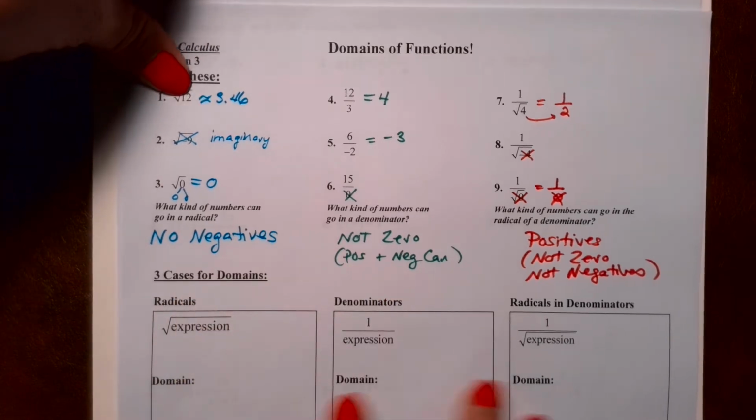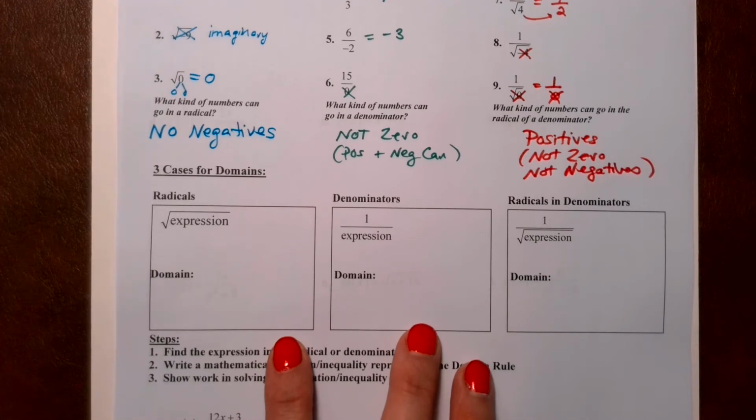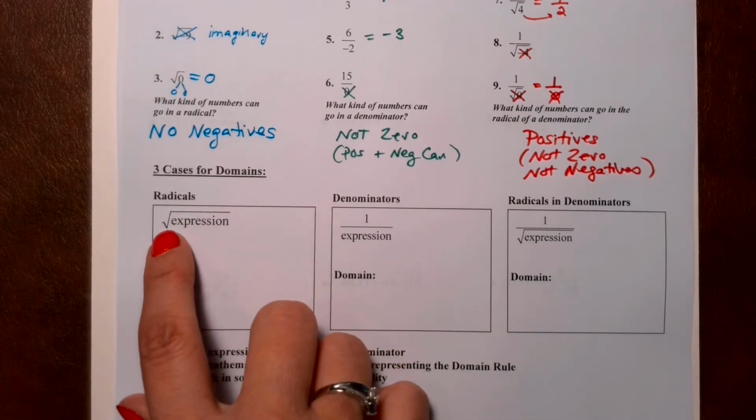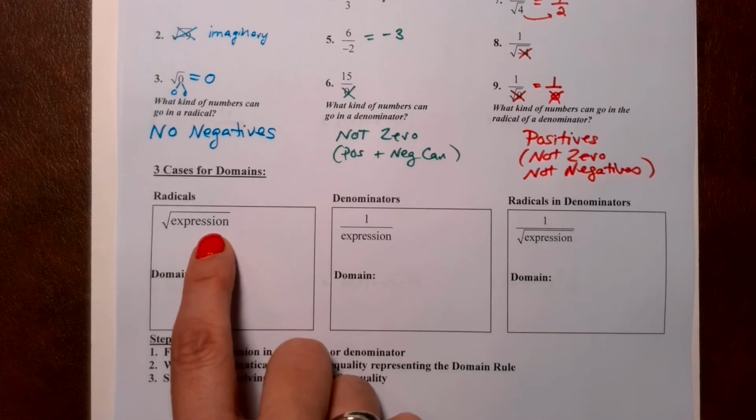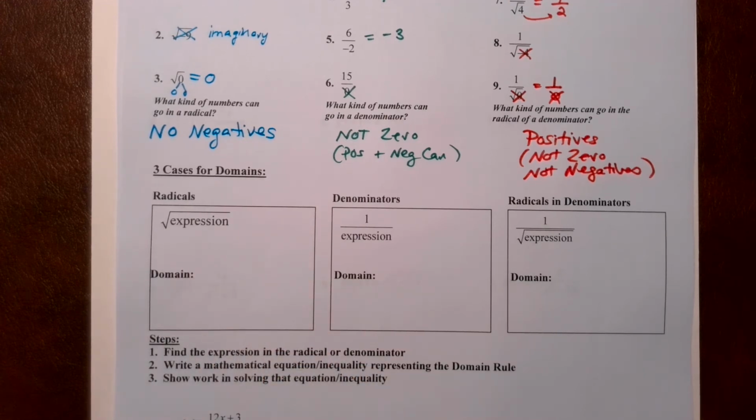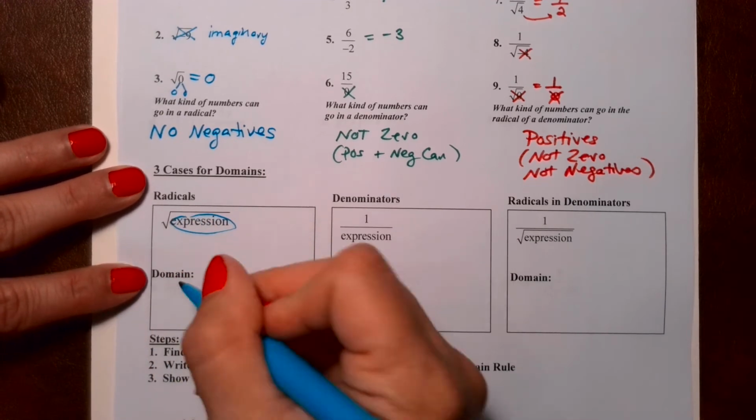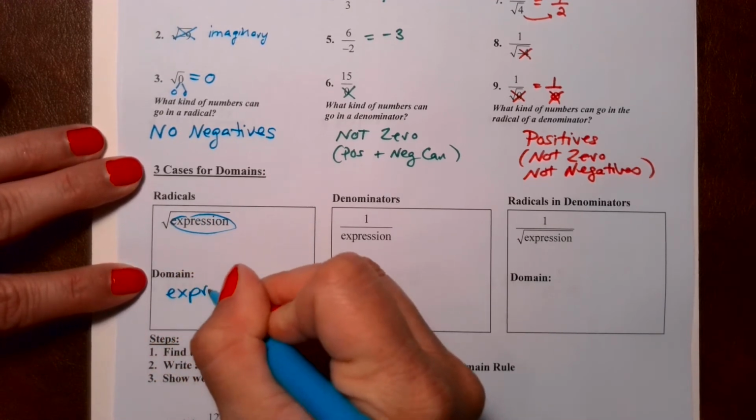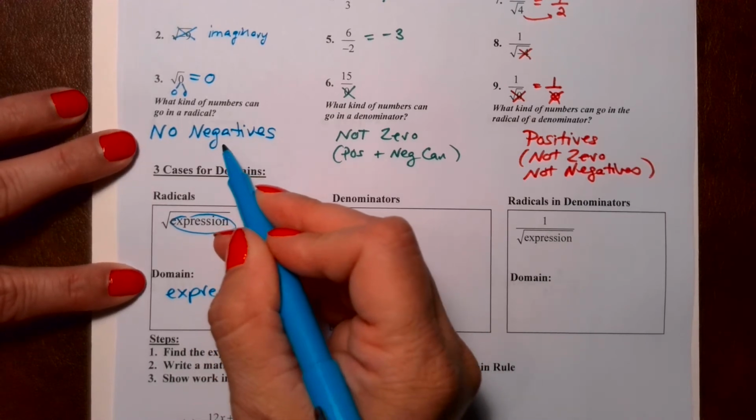So how are we going to do domain rules algebraically for problems? The first rule is for radicals. We're taking a look at expressions that are in a radical. What you're going to do is take this expression, and you're going to say, hey, expression, whatever the math problem is in there, that expression cannot be negative.